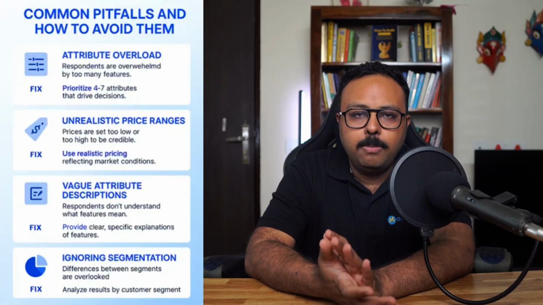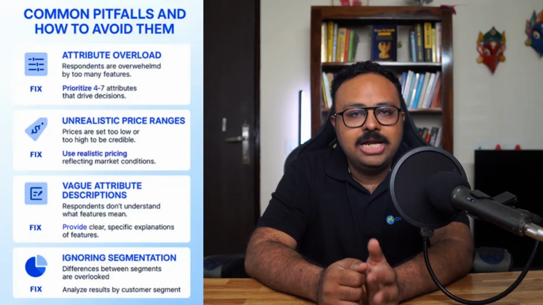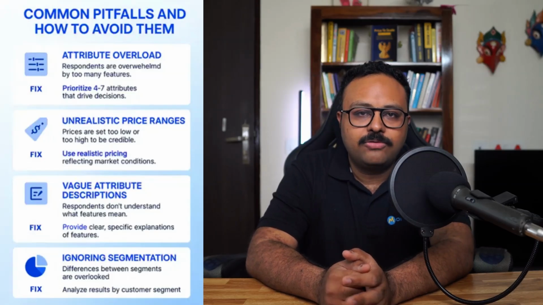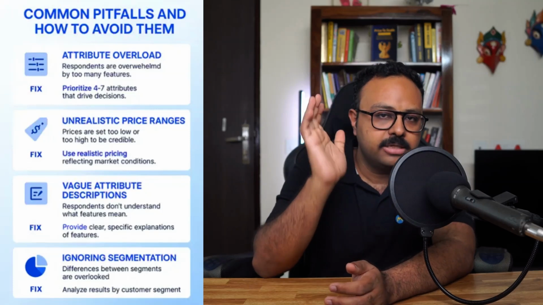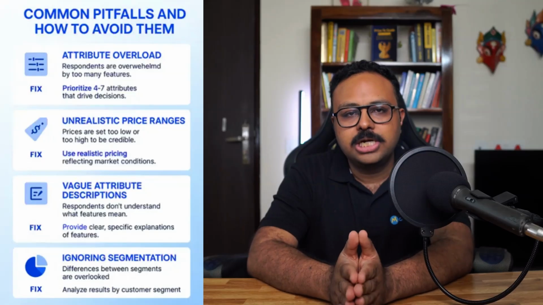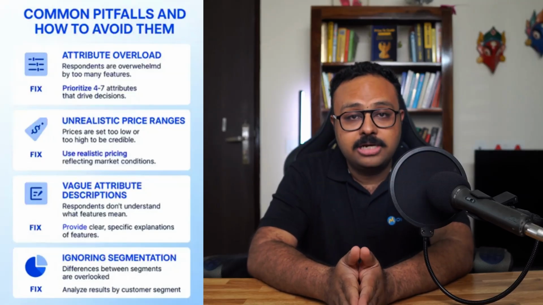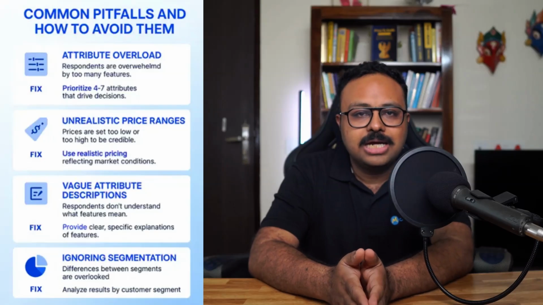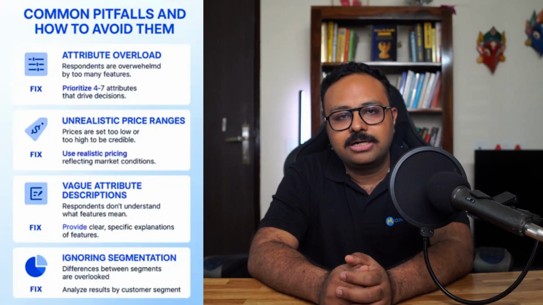Now, let's discuss common pitfalls and how you can avoid them. Even well-intentioned conjoint studies can go off track if you are not careful. Attribute overload. One of the biggest mistakes I see is companies trying to test too many features at once. When respondents face 12 plus attributes, they get overwhelmed and start using simplifying shortcuts rather than evaluating all factors.